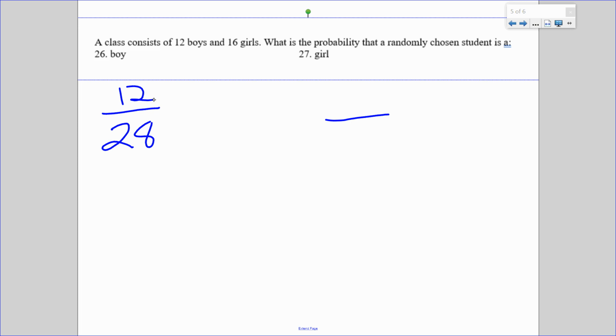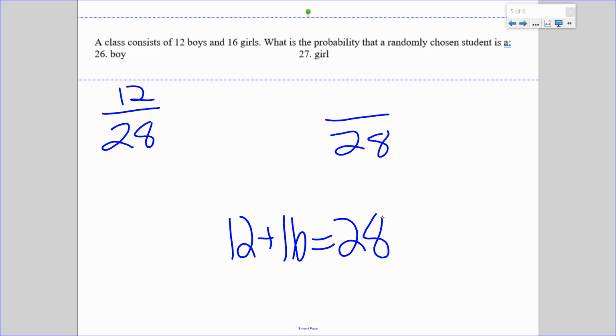Why don't you try 27 on your own? The girl? I'll give you just 15 seconds. All right, there's 28 possible people to choose from because that's 12 plus 16. How many of those are girls? 16.